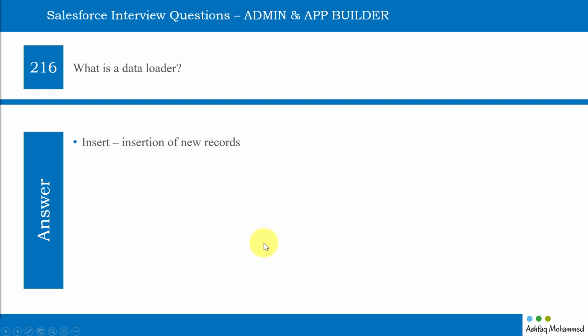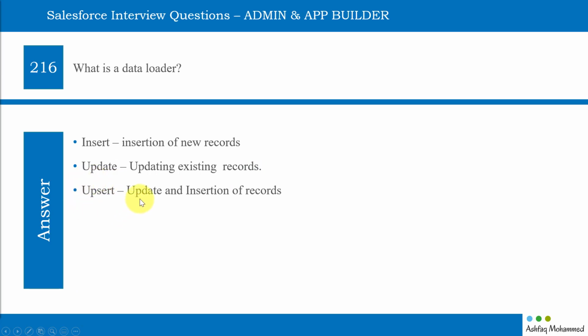So what do you mean by insert? Insert is nothing but inserting new records into Salesforce. And update is nothing but updating the existing records. This is also straightforward. Upsert, right? Upsert is maybe a new terminology for few of you. So upsert is the combination of insert plus update.